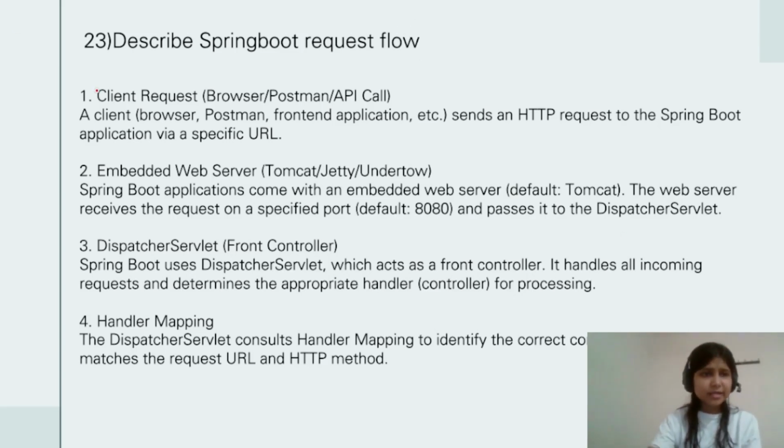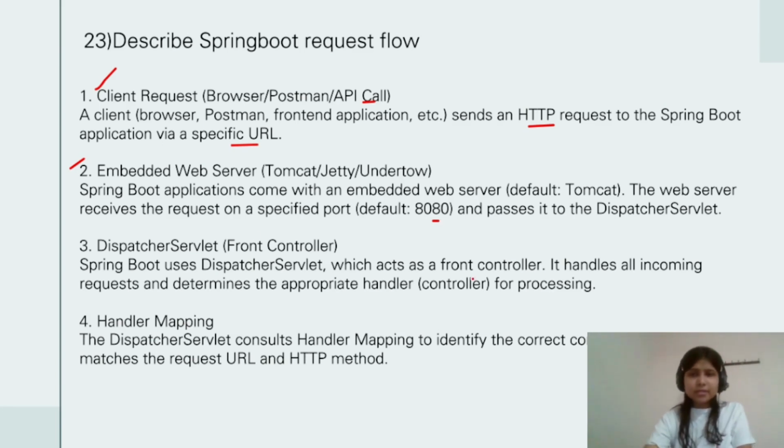First, the client makes a request: a browser, Postman, or any API call. A client, such as a browser, Postman, or front-end application, sends an HTTP request to the Spring Boot application via a specific URL. The embedded web server: a Spring Boot application comes with an embedded web server, by default Tomcat. The web server receives the request on a specified port. Default is 8080, and you can also change this port in the application.properties file if you don't want to use the default port.